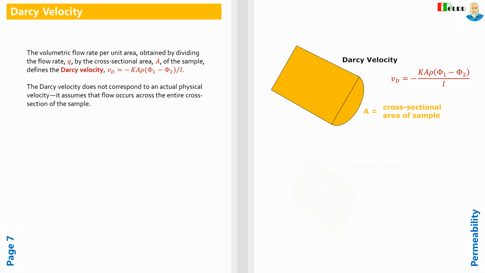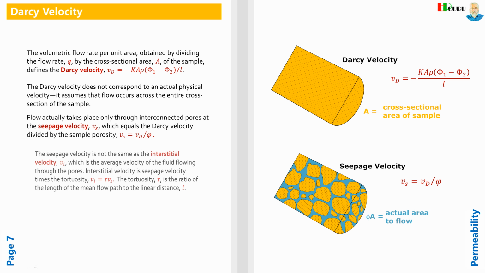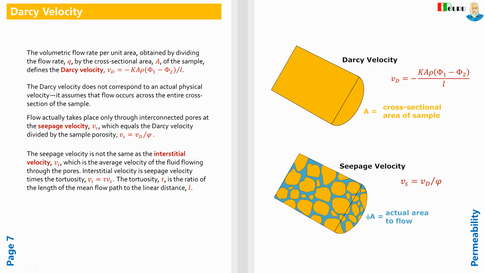Flow actually takes place only through interconnected pores at the seepage velocity, which equals the Darcy velocity divided by the sample porosity. The seepage velocity is not the same as the interstitial velocity, which is the average velocity of the fluid flowing through the pores. Interstitial velocity is seepage velocity times the tortuosity. The tortuosity is the ratio of the length of the mean flow path to the linear distance.